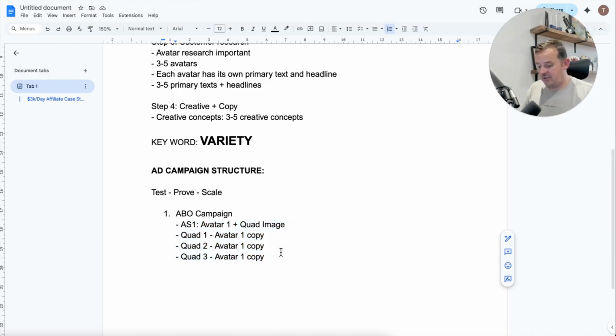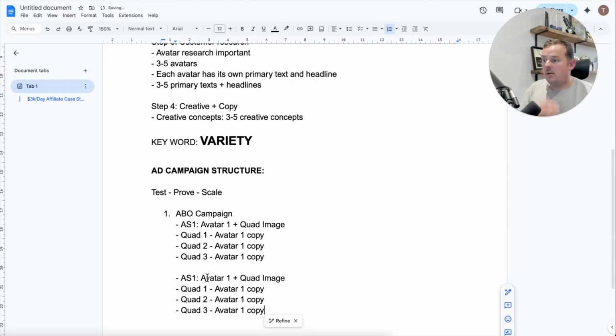Now then, ad set 2 would be avatar 1, but now with creative concept 2, okay? So maybe it's UGC 1, right? And again, then we would have UGC script 1, okay? Then we would have UGC script, hook 1, hook 2, and hook 3, right? So then we've got 3 different variations of the creative, right? And so forth, okay?